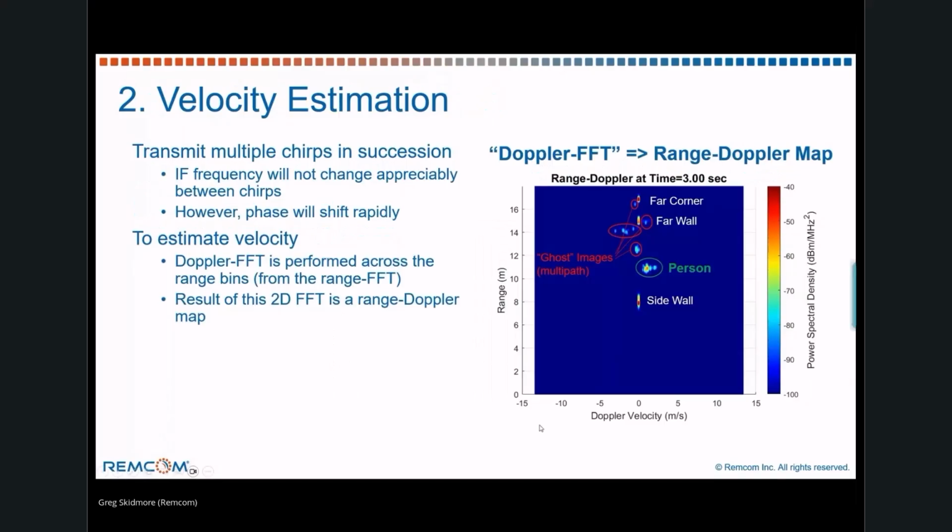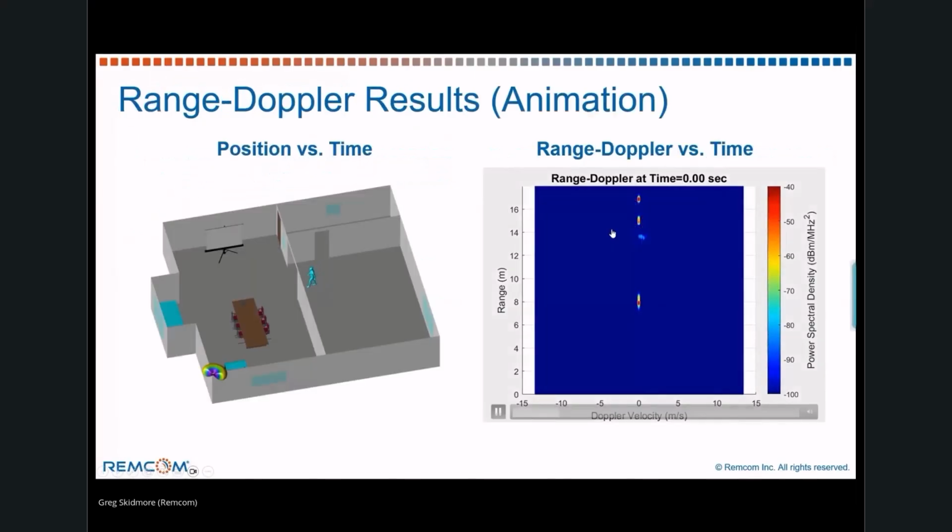Now, the next thing we do is velocity estimation. We transmit several chirps. We do a 2D FFT across those chirps, and based on phase shifts, we can then determine the Doppler velocity. And you can see the person here, as we said before, they're moving about an average of 1.4 meters per second, but you can see we're picking up some micro-Doppler here from the swinging arms and legs. We're definitely picking up some micro-Doppler here in a ghost image.